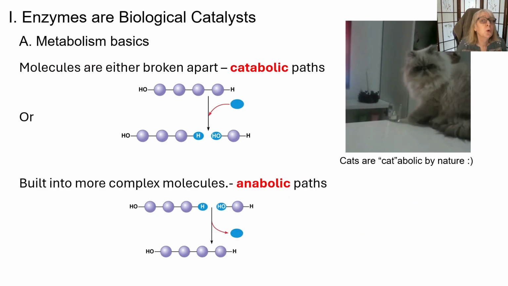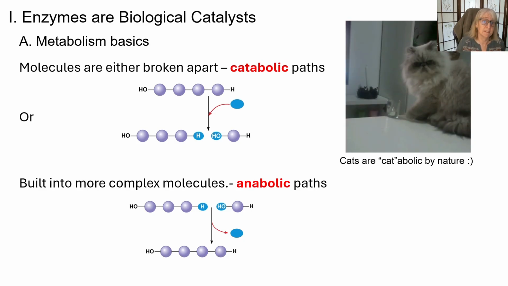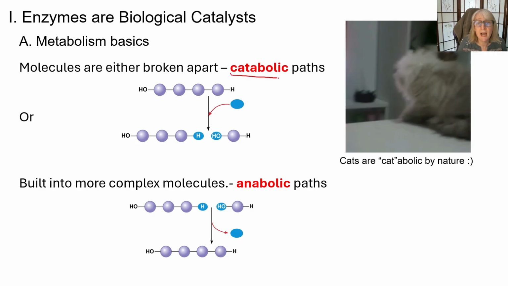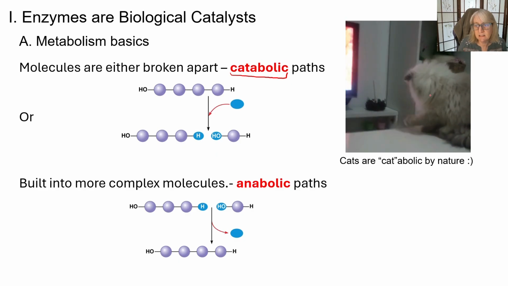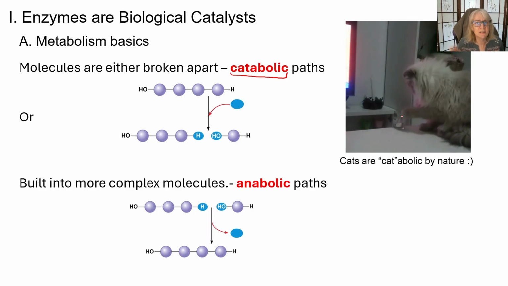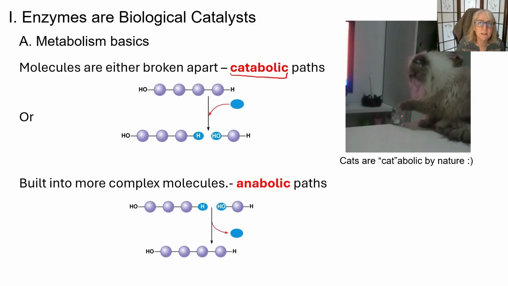Basically, I have 2 words that go with this to describe breaking things down and building things up. When we talk about molecules being broken up, we talk about pathways or reactions that are catabolic. This is a cat in this movie, and the cat is knocking a glass off the edge of the counter. If you've ever had a cat or been around a cat or known a cat, they like to knock things off of things. They're functionally catabolic. They like to break things down.